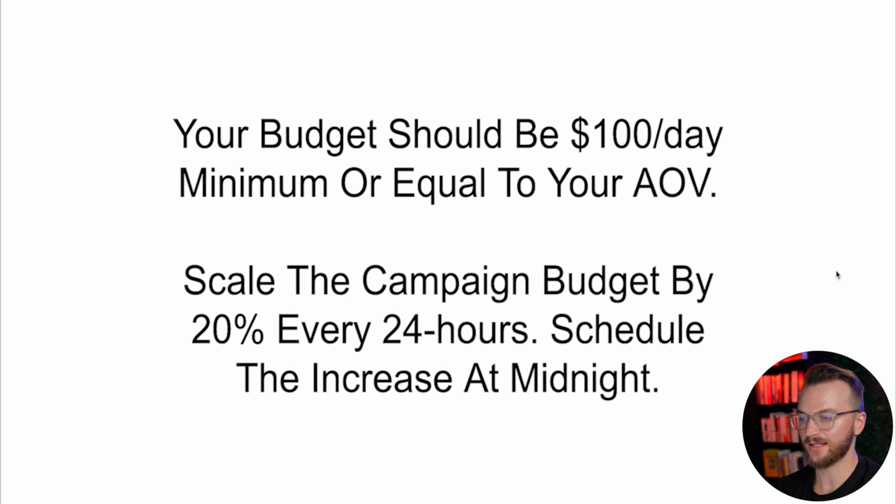When it comes to budget and scaling, how do you go ahead and scale when you're starting at $100 per day, right? Again, if you are seeing good results, you're starting to see a strong ROAS, 5x, 6x, whatever it might be, start to scale that budget up by about 20% every 24 hours. So what you can do is use that feature where you can schedule the increase. So schedule the increase to go up by about 20% every 24 hours.